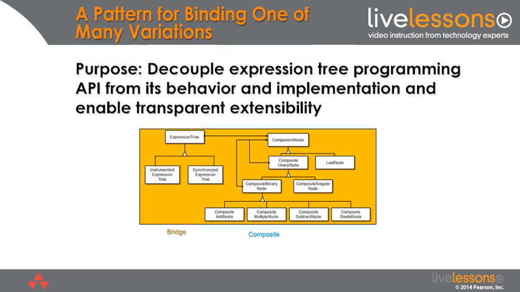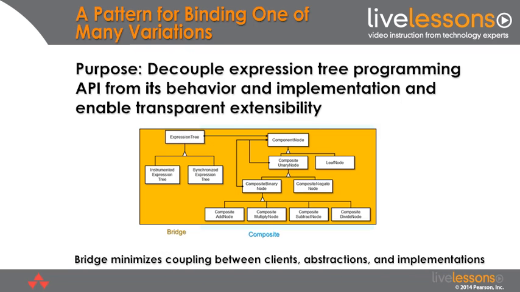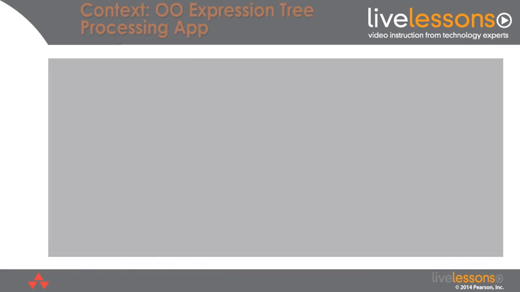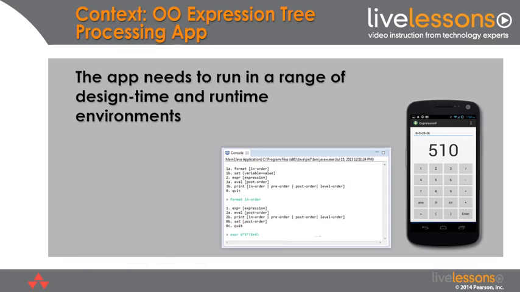The purpose of using the bridge pattern is to help decouple the expression tree programming API from its behavior and implementation, as well as to enable transparent extensibility. By using bridge, we'll be able to minimize the coupling between clients, abstractions, and implementations. Let's start by discussing the context when we apply this to the expression tree processing app.